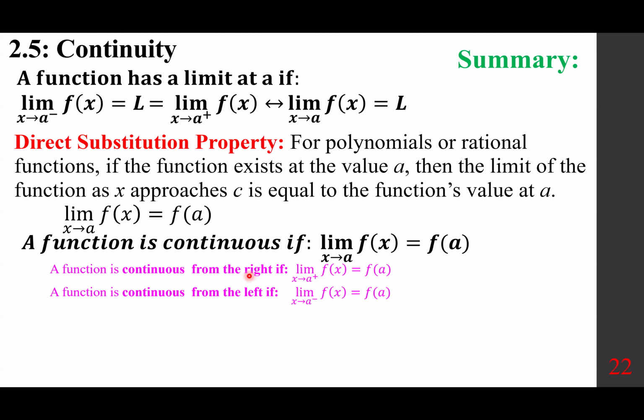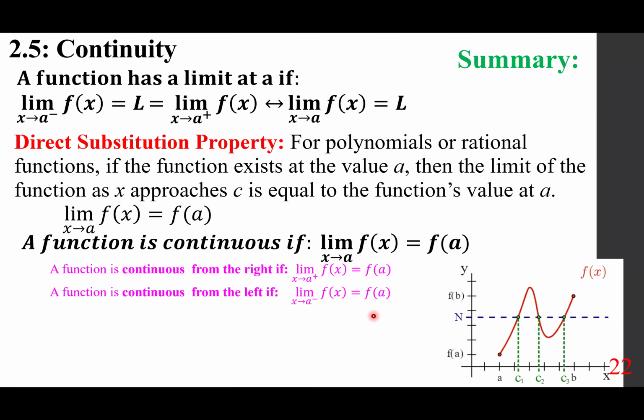The function is continuous from the right if the limit of f of x as x approaches a from the right is f of a, and it's considered continuous from the left if the limit of f of x as x approaches a from the left is f of a. Needless to say, it is discontinuous if it happened to be discontinuous at a.